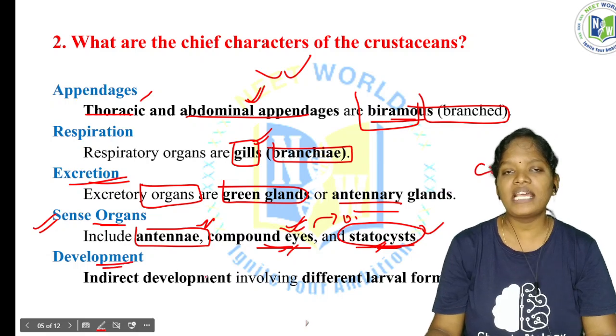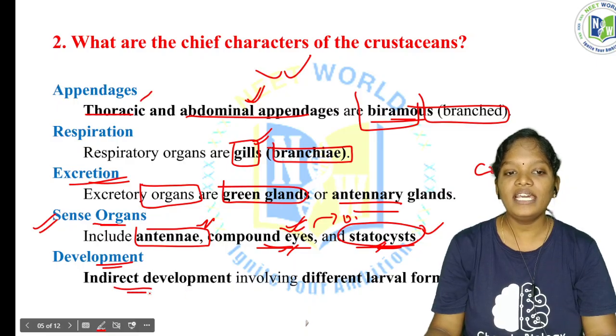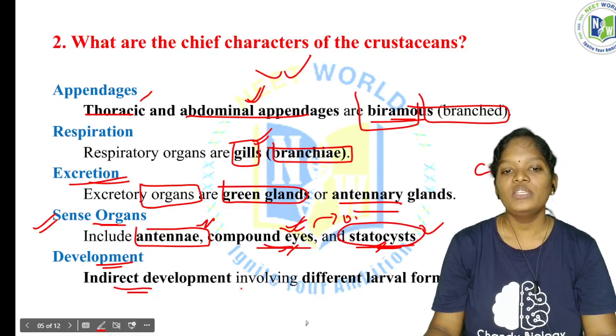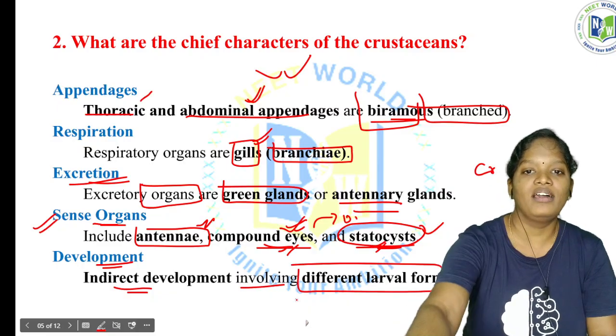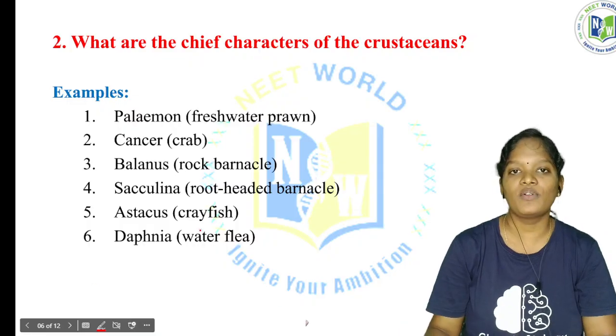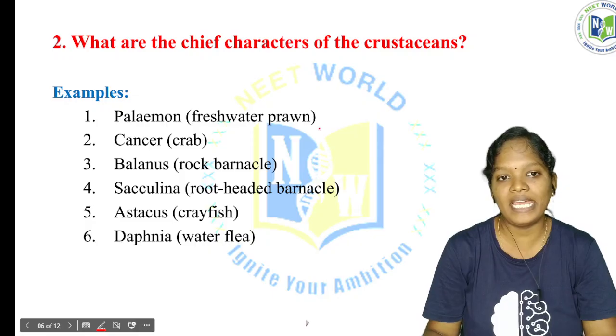Now development, as I said before, there is direct development and indirect development. Indirect development means there is an involvement of larval stages. That involves the different larval forms, Nauplius larva, Zoea larva. All these are the larval stages of the crustaceans. As larval stages are involved, we call it indirect development.